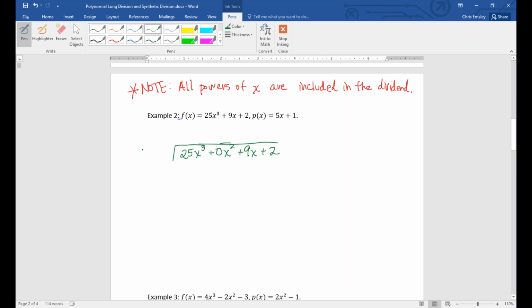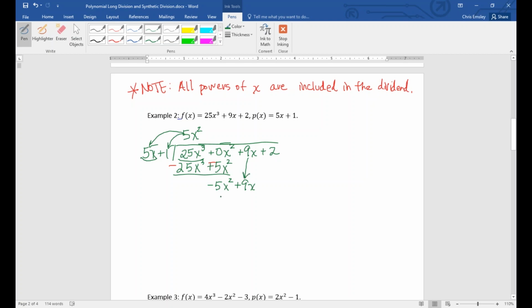Once we remember to do that, this example is going to be a lot like the last one we just did. So again, we'll start off, what do I multiply 5x by to turn it into 25x cubed? I would need to multiply it by a 5x squared. And then I multiply down. Don't forget to distribute. We get 25x cubed. And then we also need to multiply it by that plus 1, so we get another plus 5x squared. We need to subtract, so we change those signs. The 25x cubes cancel each other. 0x squared minus 5x squared leaves me with negative 5x squared. Drop down the next term, the 9x.